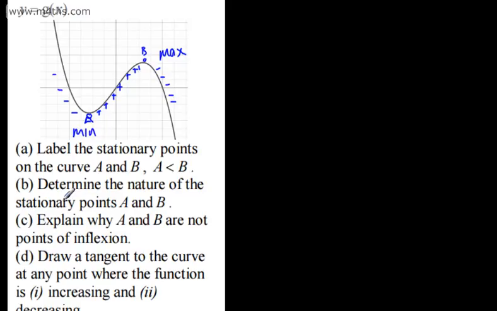In part C, we need to explain why A and B are not points of inflection. We can say that the gradient either side of the stationary point changes. With a point of inflection, the gradient either side of the stationary point will be the same.